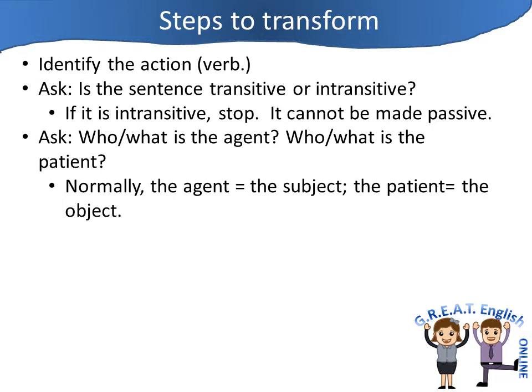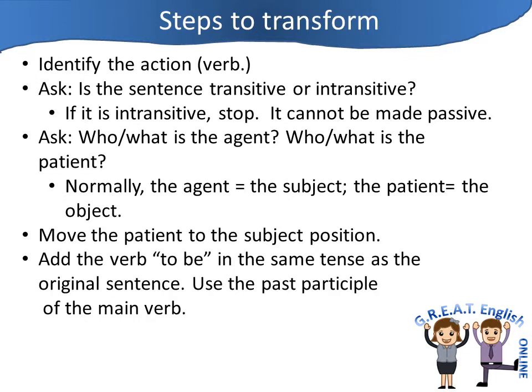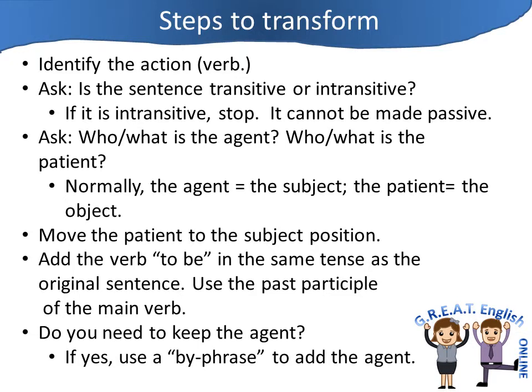But if it is transitive, then ask who or what is the agent and who or what is the patient. Normally, the agent is going to be the subject of the sentence and the patient is going to be the object of the sentence. We are then going to move the patient to the subject position before the verb. We're going to add the correct form of to be in the same tense as the original sentence, and we'll use the past participle of the main verb for the rest of the verb phrase. Do we need to keep the agent? Is it important to know by whom this action was done? If yes, then we'll add a by phrase to add the agent back in. If it's not important, we simply stop the sentence there.